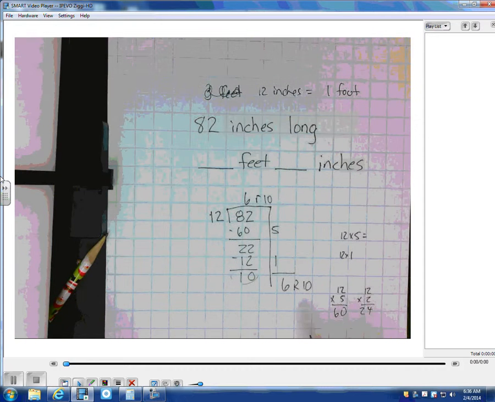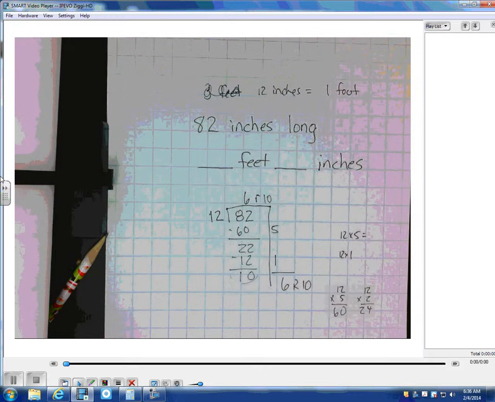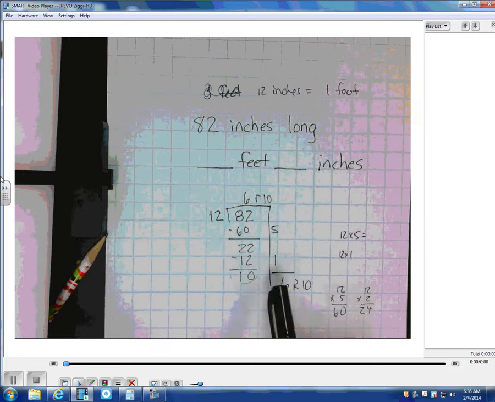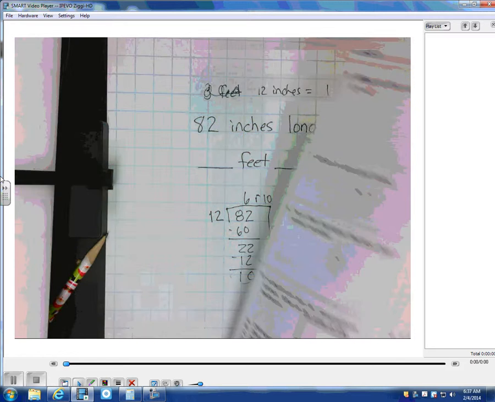All right, so we went through that one together. So your answer for that one is done for you. You will have to do a similar one on the back. So that's number 8. Okay, let's look at number 9.